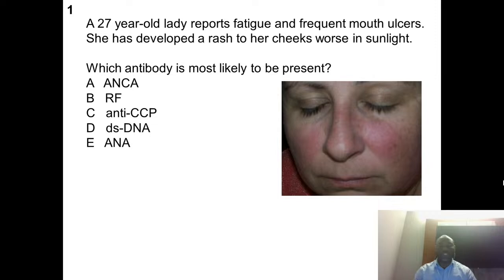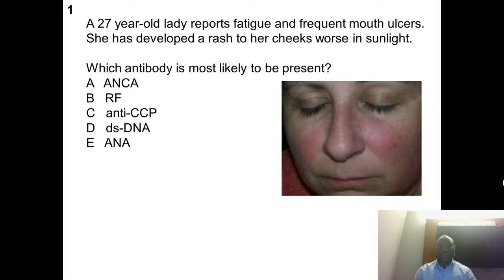Okay, question one then. A 27-year-old lady reports fatigue and frequent mouth ulcers, and she's now developed a rash on her cheeks, which is worse in sunlight. Which antibody is most likely to be present? We have A, ANCA, which is anti-neutrophilic cytoplasmic antibody. Option B, RF, which is rheumatoid factor. Option C, anti-CCP antibodies. Option D, dsDNA, which is double-stranded DNA. Option E is anti-nuclear antibodies.